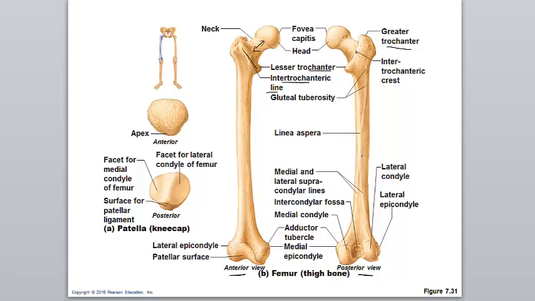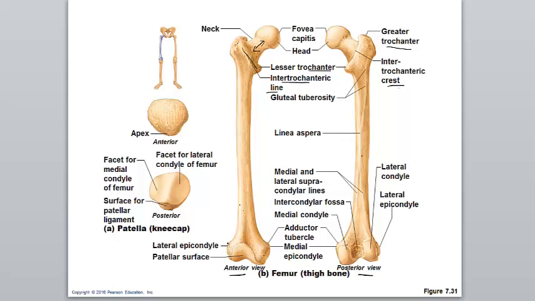You can see the intertrochanteric line is much fainter than the crest. So the more prominent it is, it's called a crest. It's found posteriorly. Anteriorly, you have just a line. The shaft of your femur, and then you have the distal epiphyseal region.